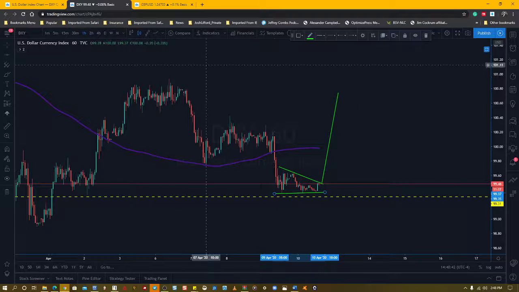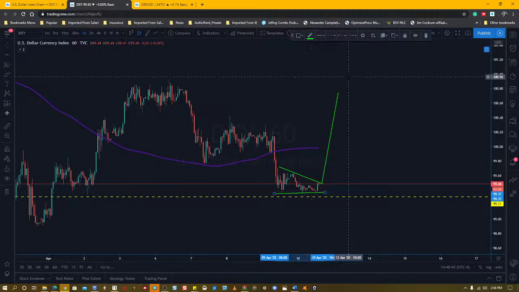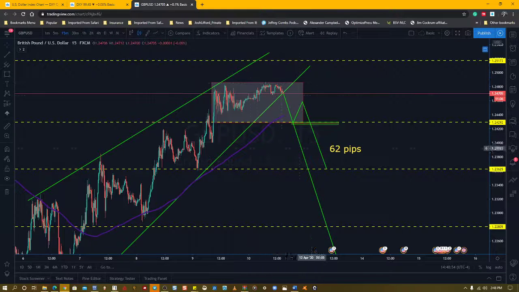I just wanted to show you why we're anticipating a move to the downside. Again, we're expecting the dollar to gain some value, to gain some strength, expecting some good news for the dollar. So we see the dollar move up, we see the GBPUSD move down.